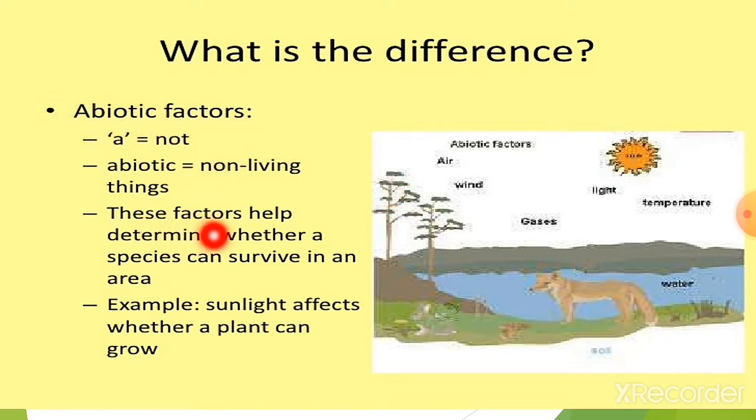These factors help determine whether a species, that means the living things, it may be a human or fish or microorganisms, anything, can survive in an area.